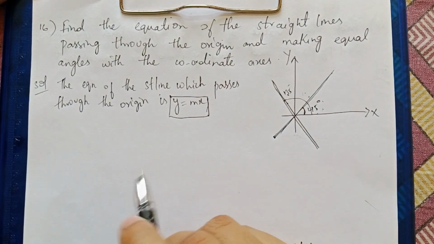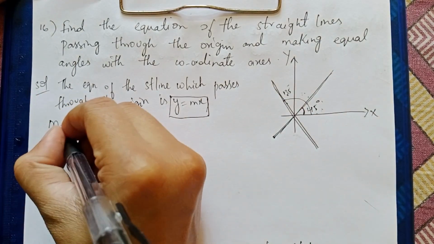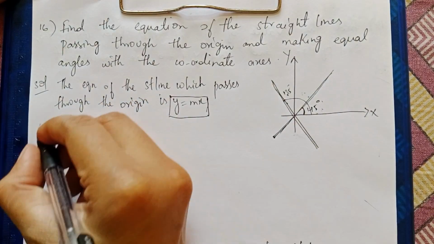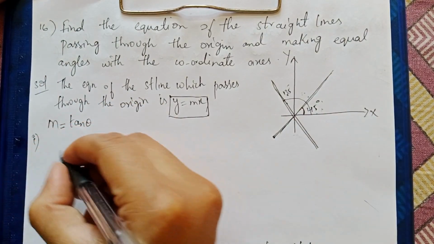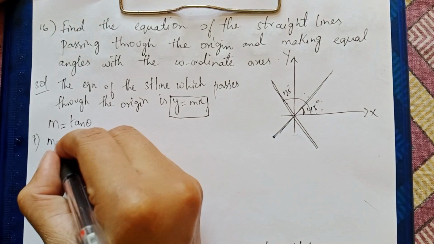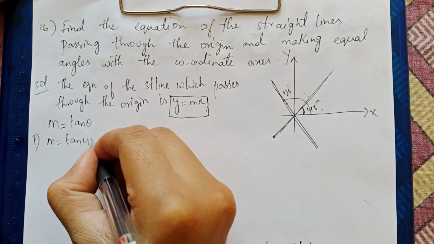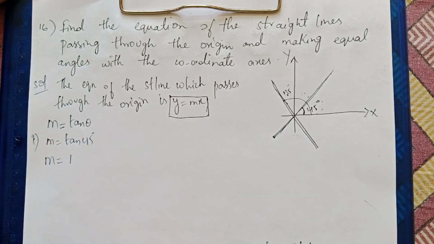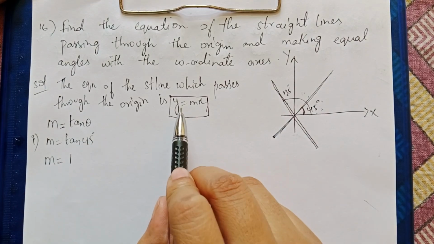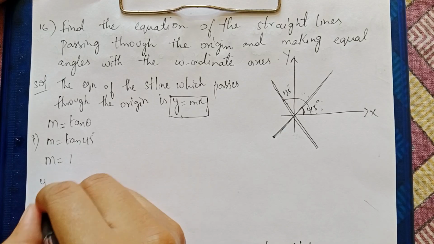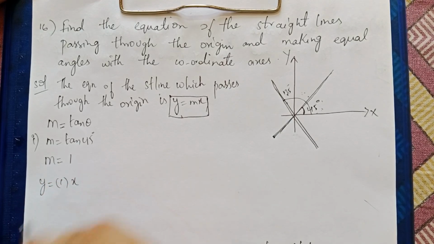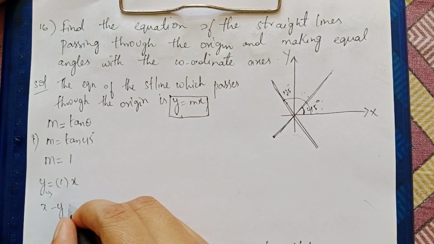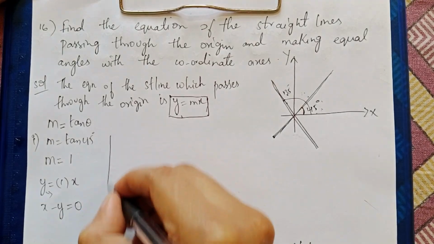So here we know that m is equal to tan theta. This is also another formula. Here theta is equal to what? 45 degrees for case 1. We are solving for the first case. So here m is equal to tan 45. Tan 45 is 1, so the m value will be equal to 1. Substituting the value of m, this equation becomes y is equal to 1 into x, which is equal to, bringing the y here, x minus y equals 0. This is our case 1.